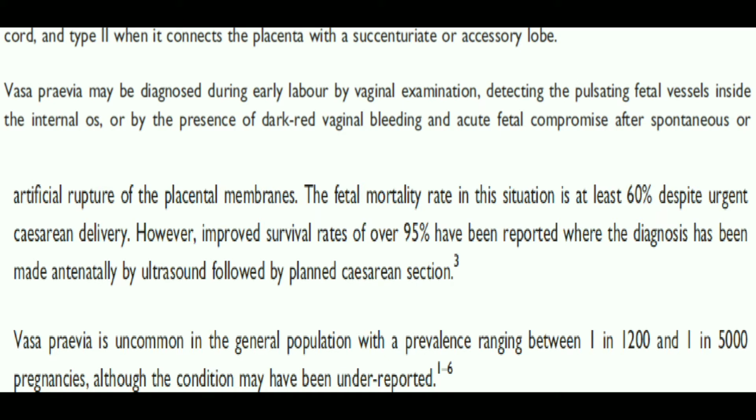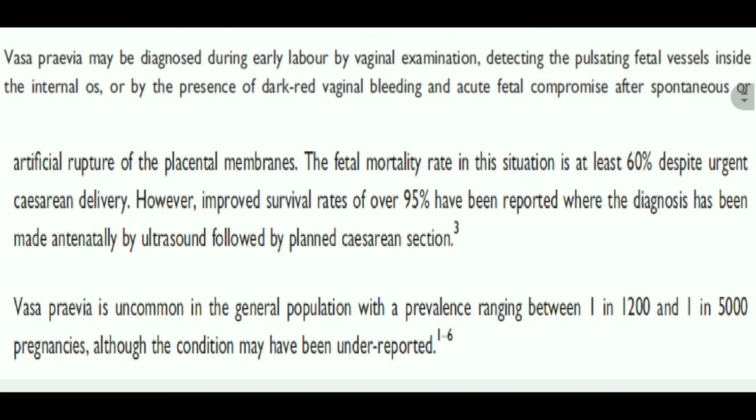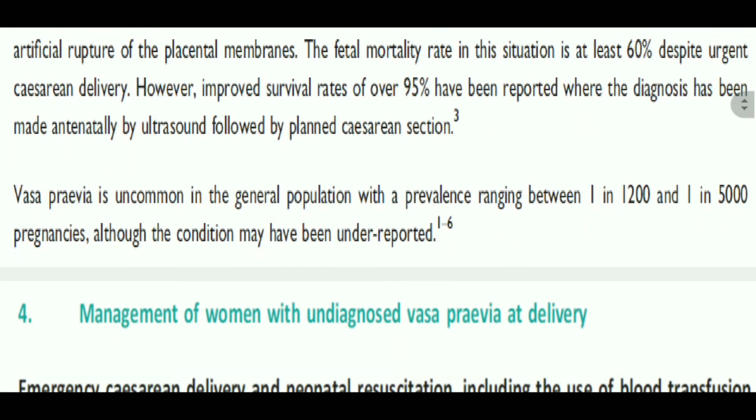However, an improved survival rate of over 95% has been reported where the diagnosis has been made antenatally by ultrasound followed by planned cesarean section. Okay, and Vasa Previa is uncommon in the general population with a prevalence ranging between 1 in 1,200 and 1 in 5,000 pregnancies, although the condition may have been underreported.